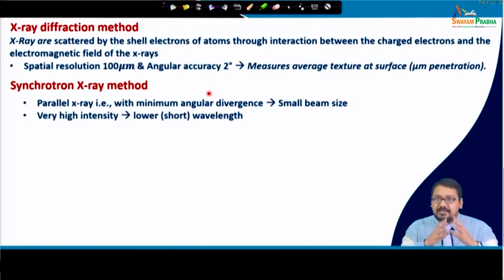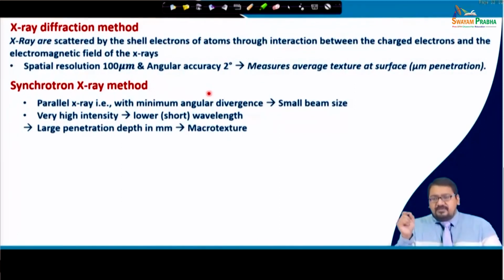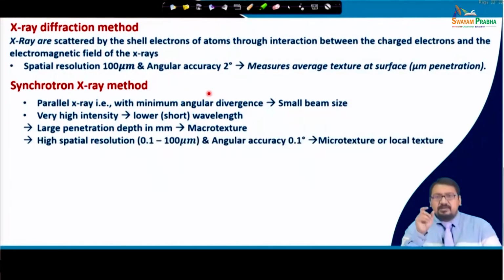You know that the energy of the radiation is inversely proportional to the wavelength, and therefore the lower the wavelength, the energy of the wave is much higher. So, it has higher penetration depth and therefore it can obtain macro texture. Because of the very thin beam size, it can have very high spatial resolution. So, because of the high resolution of 0.1 to 100 micrometer, one can adjust to a higher angular accuracy of 0.1 degrees. It can give micro texture as well.